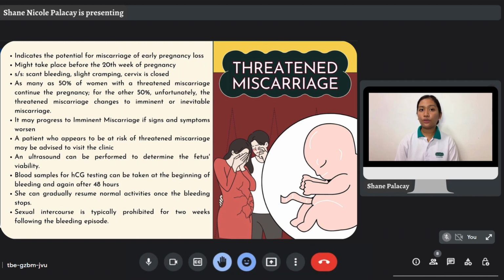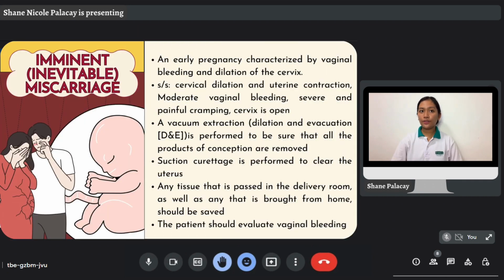Between 24 to 48 hours after a woman reduces her activities, the spotting associated with threatened miscarriage typically stops. She can gradually resume normal activities once the bleeding stops. In order to avoid infection and avoid causing more bleeding, sexual intercourse is typically prohibited for 2 weeks following the bleeding episode. Imminent or inevitable miscarriage.